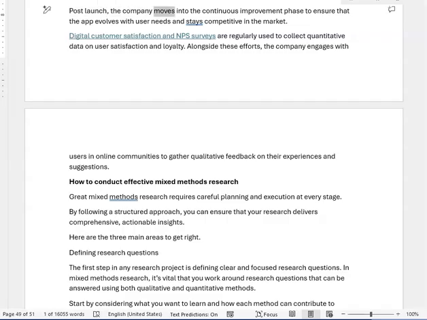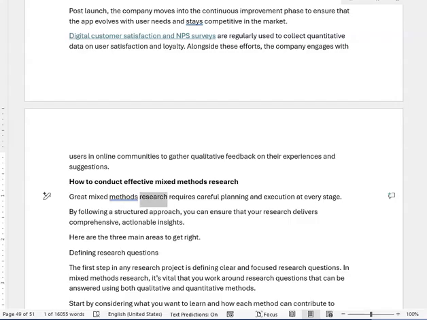Phase 5. Continuous improvement. Post-launch, the company moves into the continuous improvement phase to ensure that the app evolves with user needs and stays competitive in the market. Digital customer satisfaction and NPS surveys are regularly used to collect quantitative data on user satisfaction and loyalty. Alongside these efforts, the company engages with users in online communities to gather qualitative feedback on their experiences and suggestions.